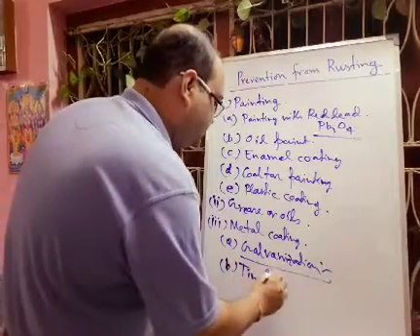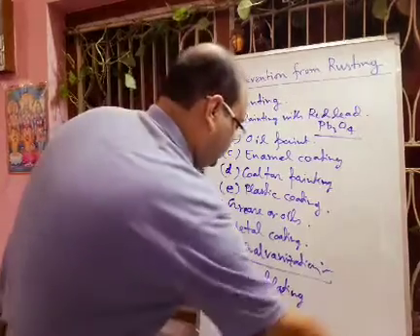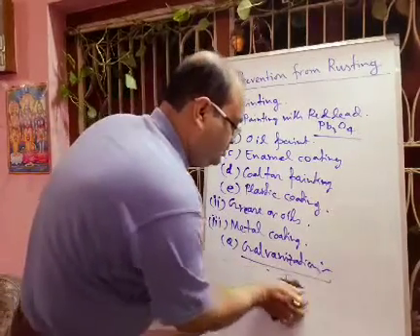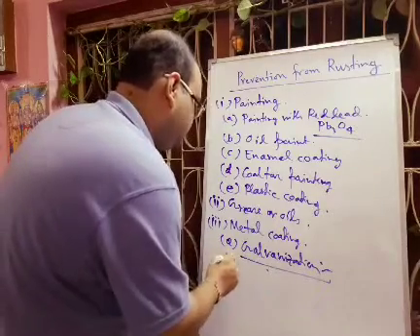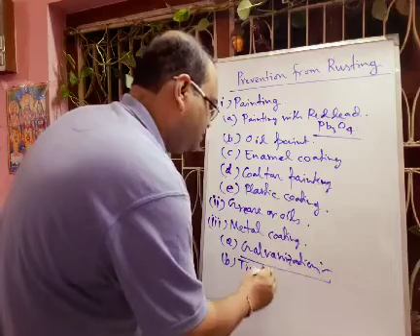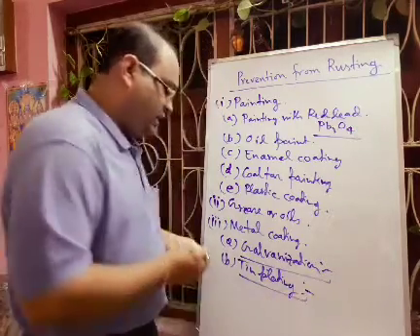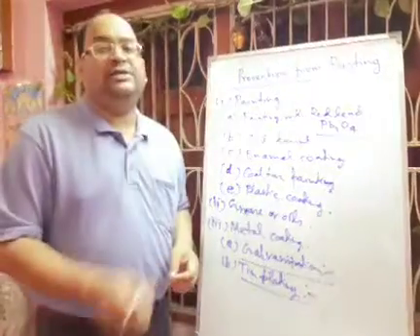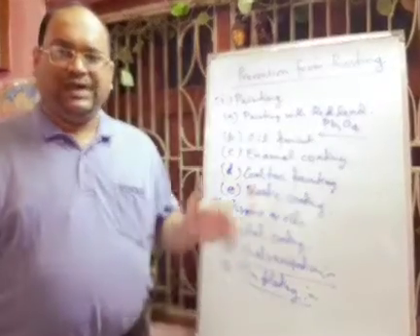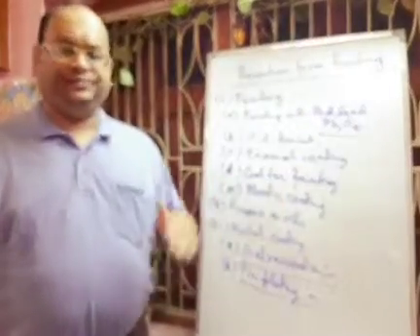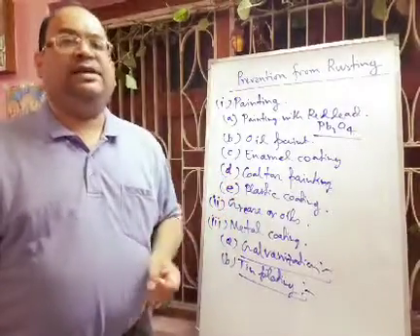Tin plating. Now tin metal is very good, it is not poisonous. So whenever you are giving a coating of tin or molten tin on the surface of the iron, that will also prevent the rust.